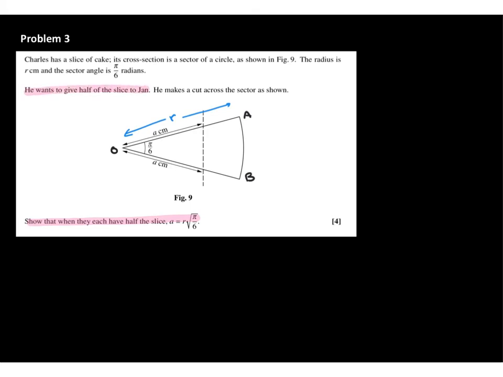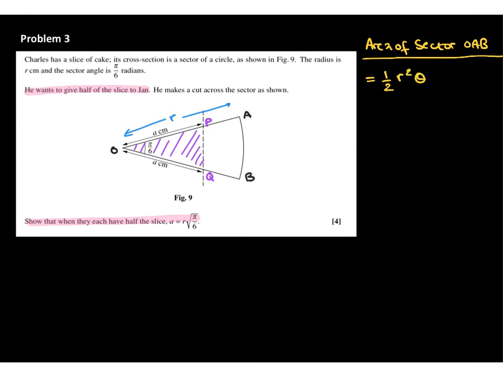So we know that when that dotted line is drawn across the sector, this portion here, this triangle, is half the area of the whole sector. So let's put on some markings. So P and Q will label these points. And what I'm going to start off by doing is working out the area of the sector OAB, first of all. Now that is equal to a half r squared theta, because we're working in radians.